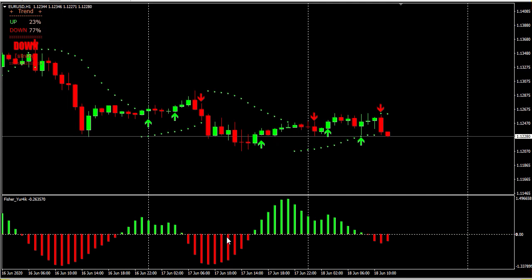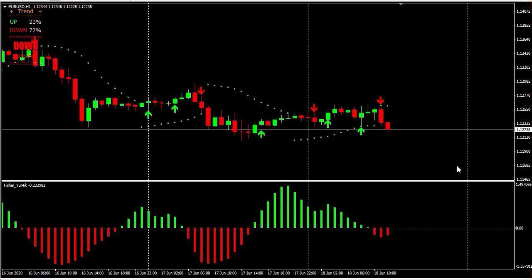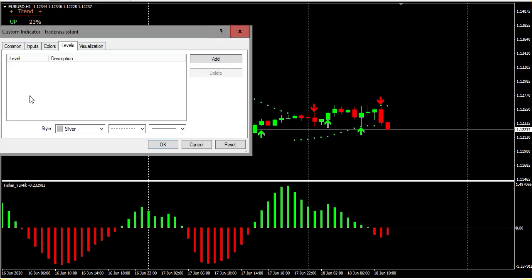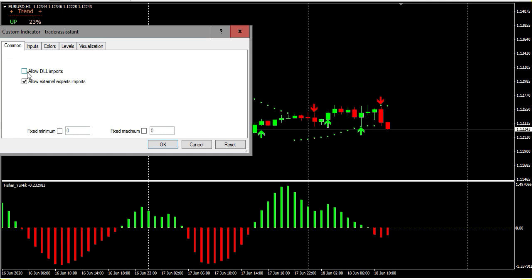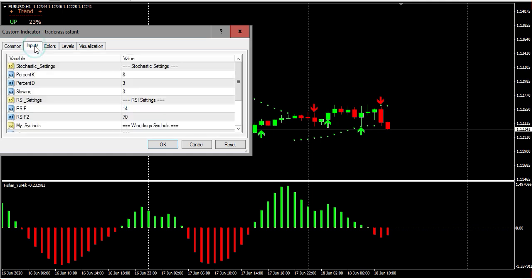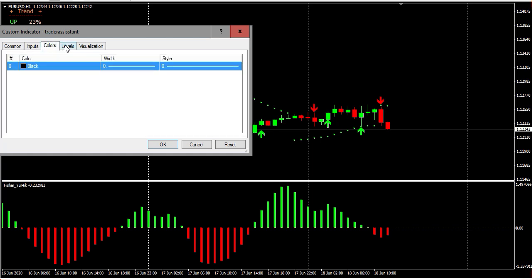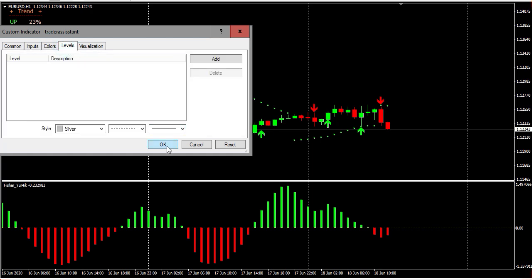Then we're going to add one more indicator. The next indicator we're going to bring in is called the Trader's Assistant. You go to common, allow DLL imports. Inputs, just leave them as they are. Colors, levels, do nothing, just click OK.